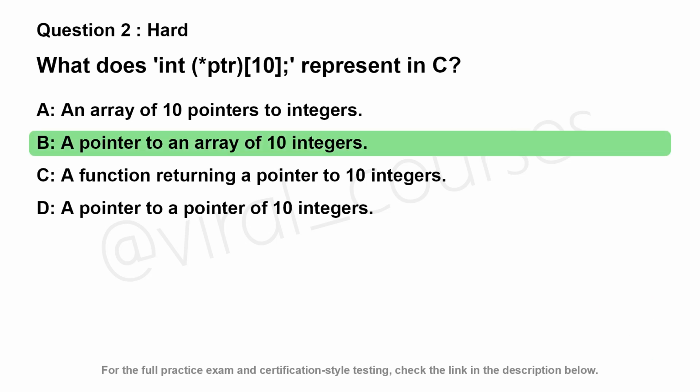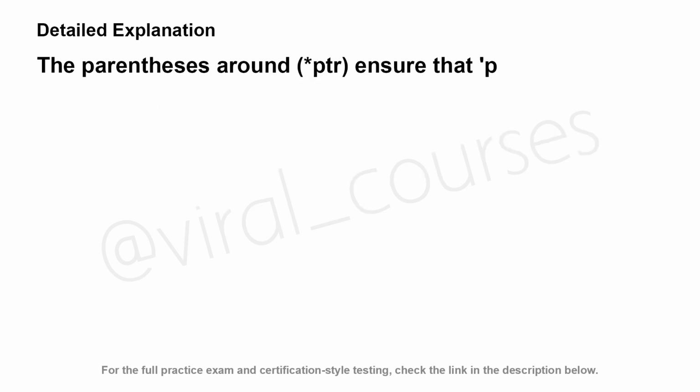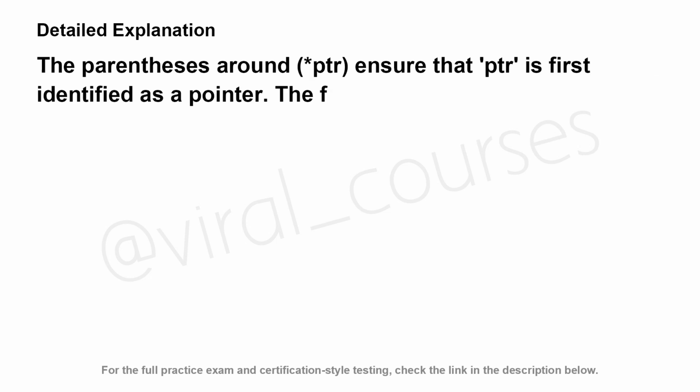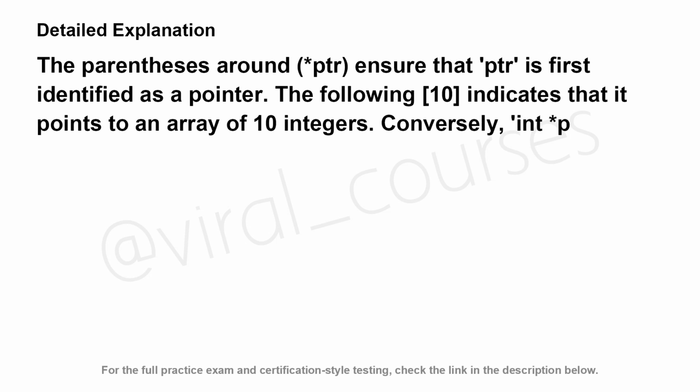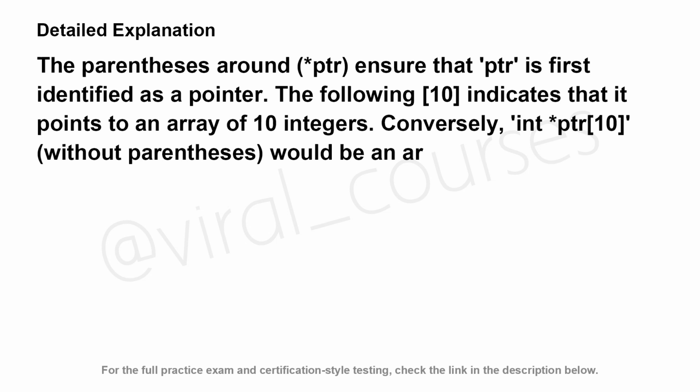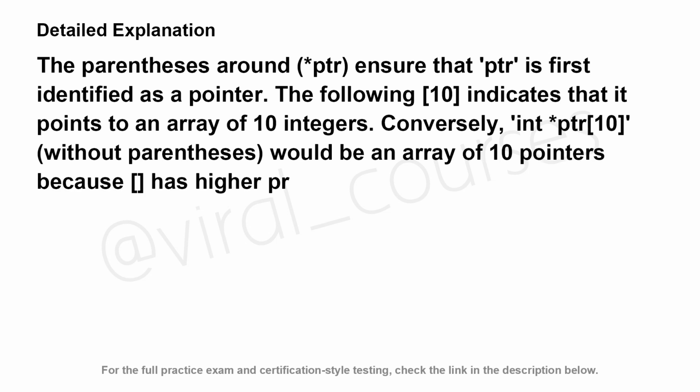The correct answer is B. The parentheses around *ptr ensure that ptr is first identified as a pointer. The following [10] indicates that it points to an array of 10 integers. Conversely, int *ptr[10] without parentheses would be an array of 10 pointers because [] has higher precedence than the asterisk.